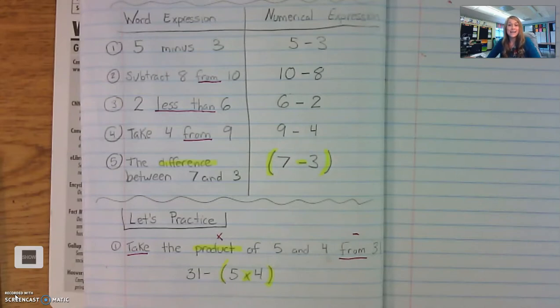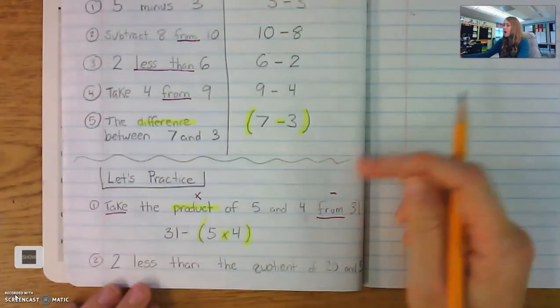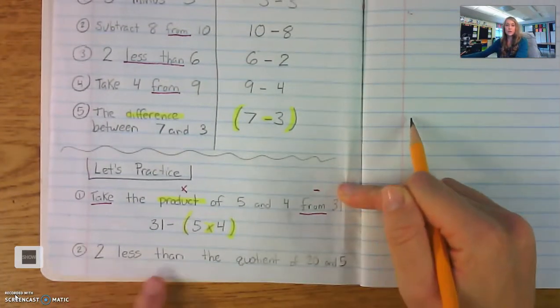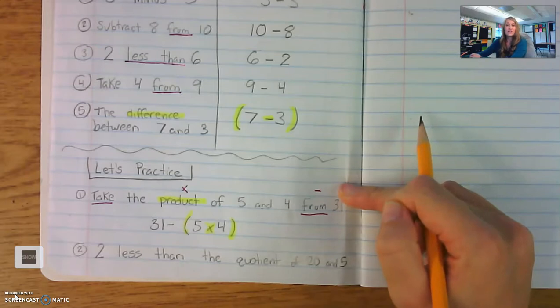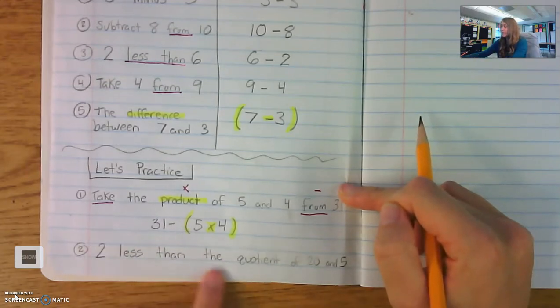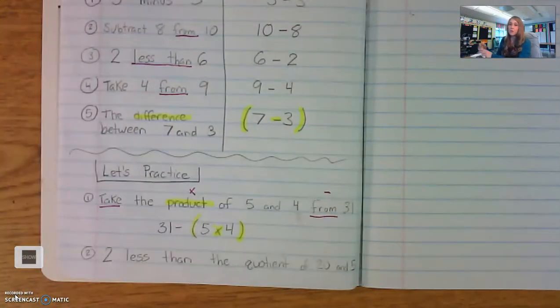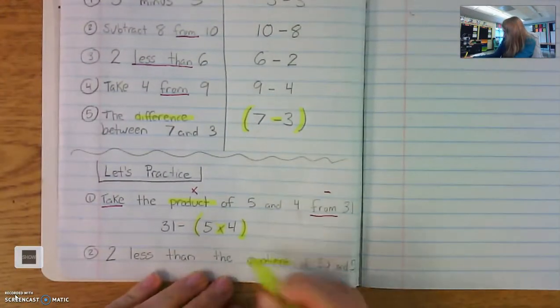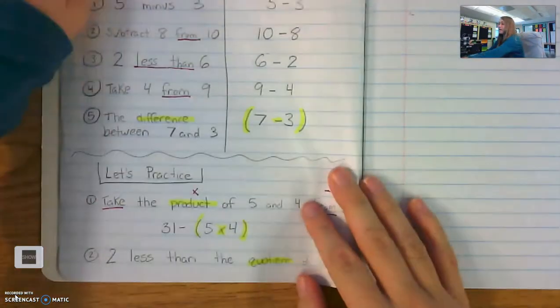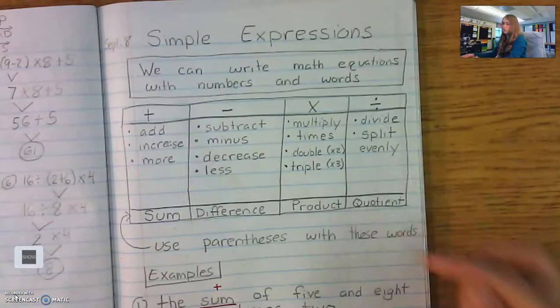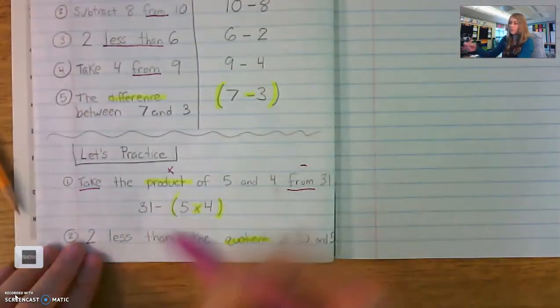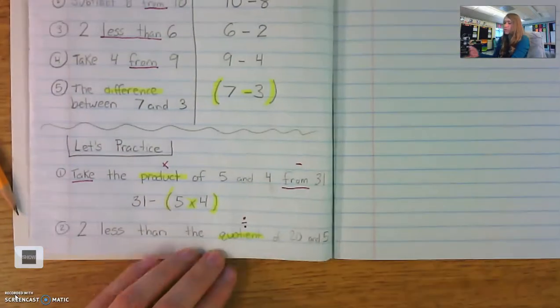Make sure you're highlighting and underlining just like me. Let's try one more. All right, our second expression says 2 less than the quotient of 20 and 5. Again, pause the video to write it down if you need. Well, right away I see quotient, and that's one of my vocabulary words. If I go back in my journal, I can see that quotient is the answer to a division problem. So I know quotient is going to tell me I need a division symbol in my equation.